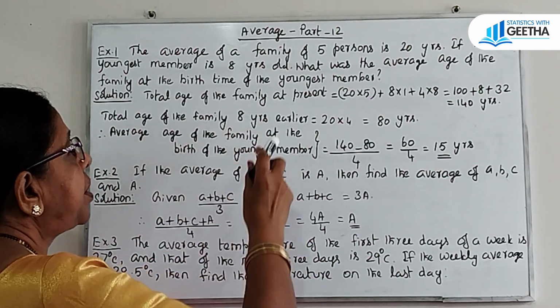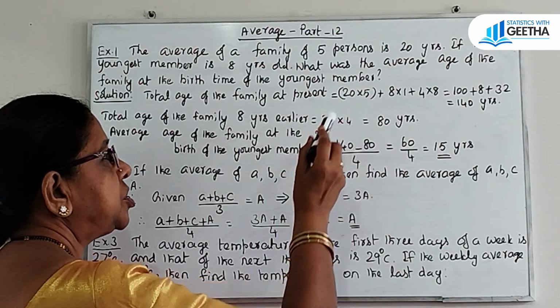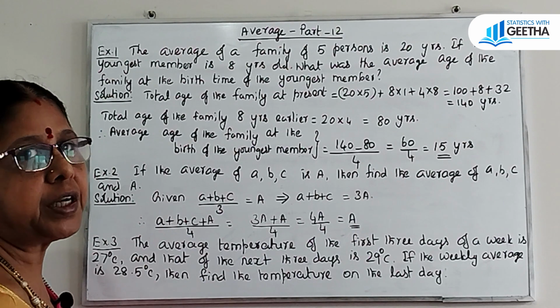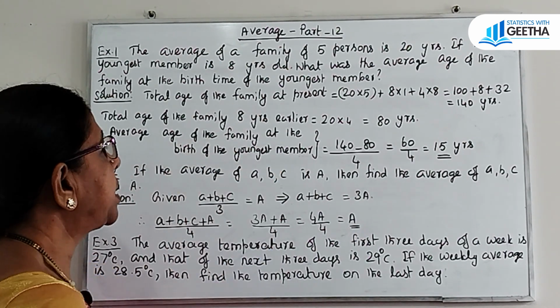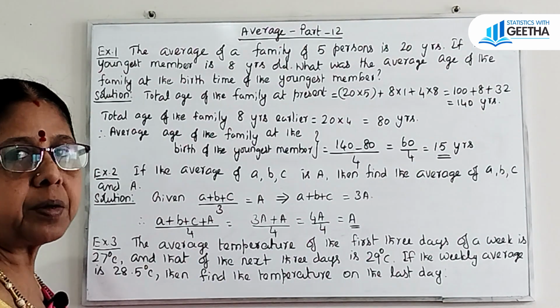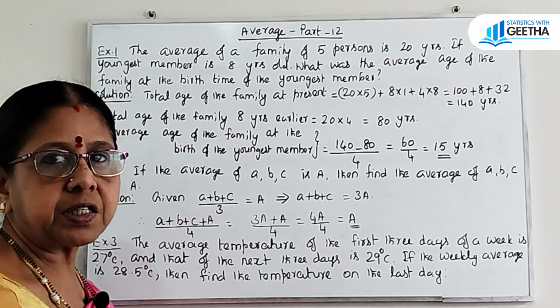Next, total age of the family 8 years earlier. 8 years earlier, there would have been only 4 people, and their average age is 20. So 20 into 4 equals 80 years. Therefore, the average age of the family at the birth of the youngest member is 140 minus 80 divided by 4. That is 60 by 4, which is 15 years.